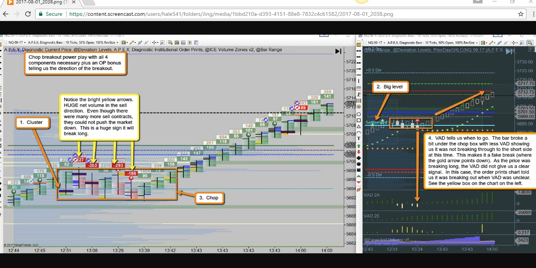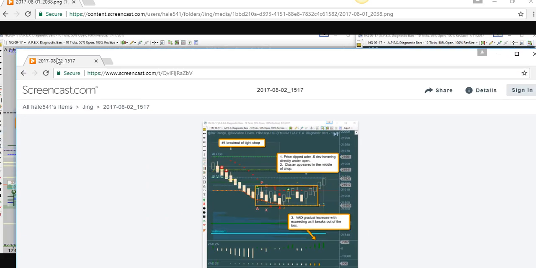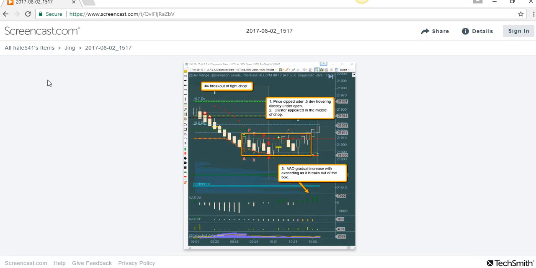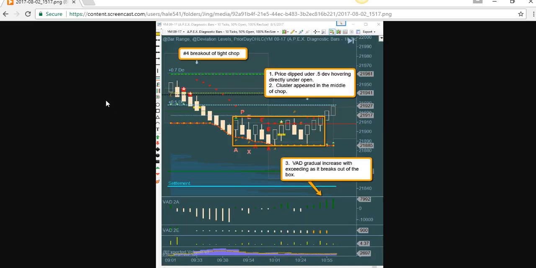So real quick, let me just give you another example here. Take a look at this screenshot here. Okay, and let's enlarge this. What do we have here? The market's pushing down, okay, and we've got chop, right? It's clearly chop. Everybody can see that that's chop, correct?